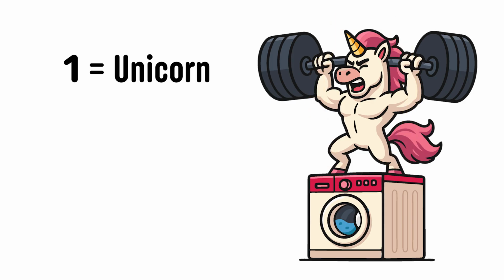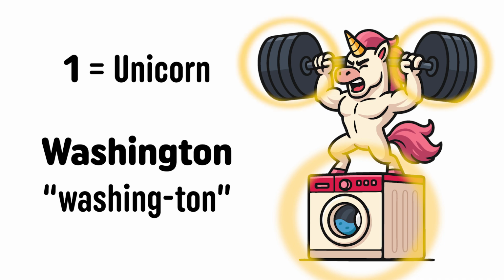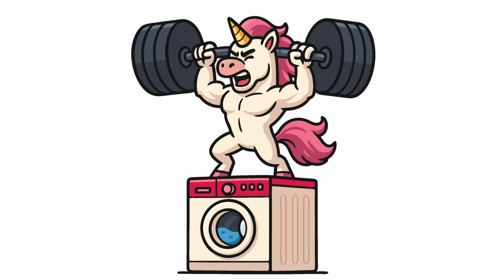Next, we have to convert the name Washington into a picture. Washington can be broken down into washing, like a washing machine, and ton, like a 1-ton barbell. If we picture a unicorn lifting a 1-ton barbell while standing on top of a washing machine, we will forever remember that George Washington was the first president. This image will be burned into your mind forever every time you think of George Washington.